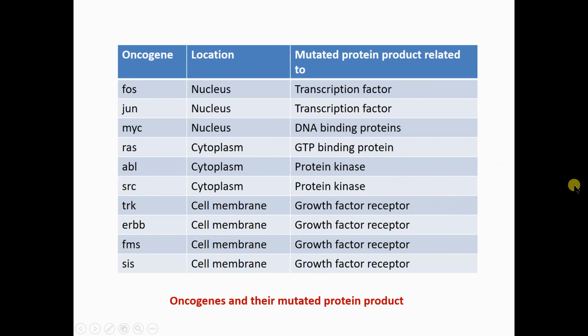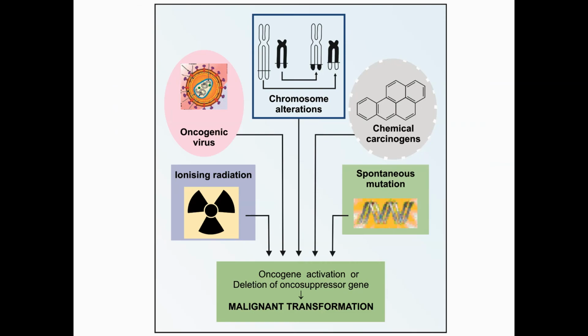Likewise, SRC is a protein kinase. Then there are certain growth factor receptors. If the gene encoding the receptor becomes mutated, it becomes an oncogene. So these growth factor receptors become continuously active, even in the absence of the growth factor that is required to activate them. They continuously send signals inside the nucleus or cytoplasm, and it leads to uncontrolled expression of particular genes. So these are certain aspects regarding proto-oncogenes and oncogenes.